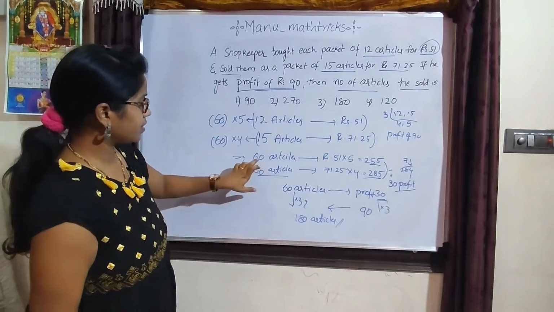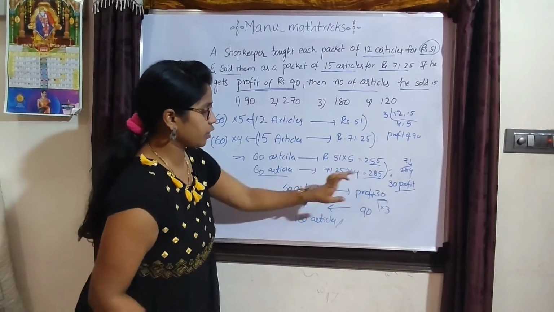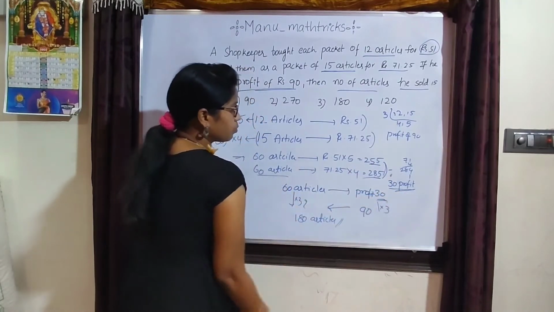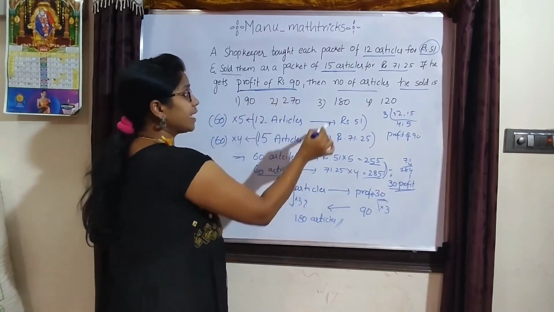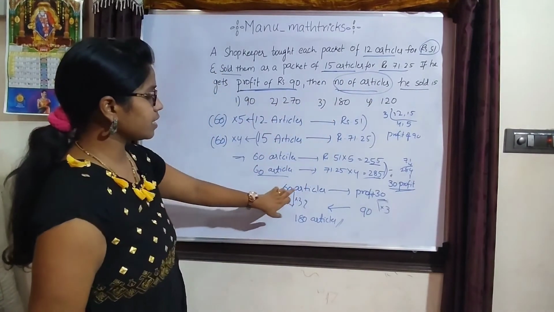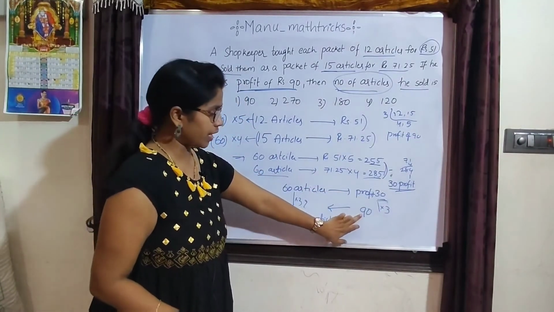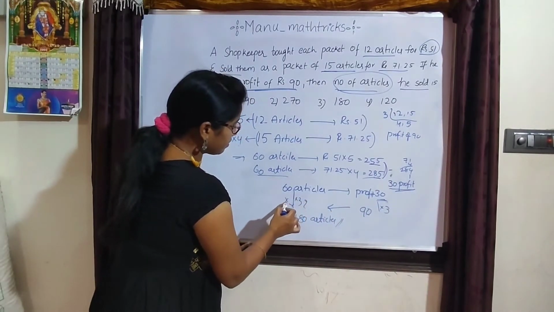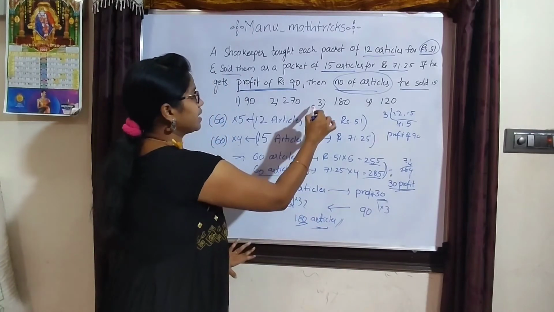He is saying that for 60 articles for 255 rupees he bought and he sold for 285 rupees. Then he got the profit of 285 minus 255, that is 30 rupees profit. But he is saying in the question he got profit of rupees 90 and he is asking to find the number of articles he sold. So for 60 articles we got 30 rupees profit, but he is saying 90 rupees profit. 90 rupees profit means it is 3 times increase. So obviously 60 multiplied with 3 times, that is 60 into 3, 180. 180 articles is the answer.